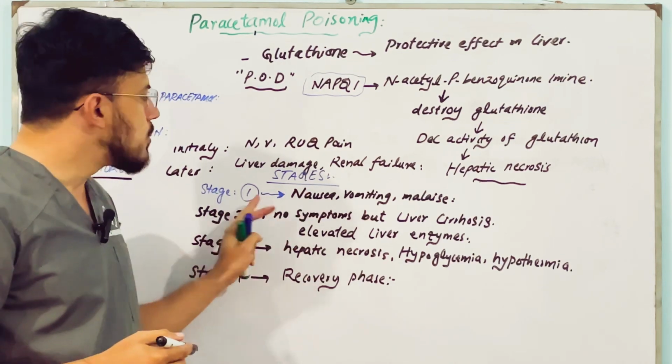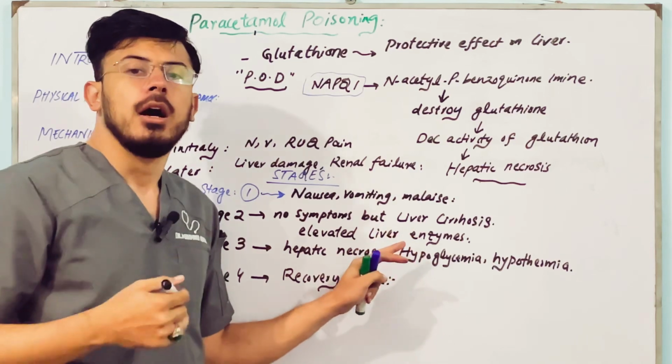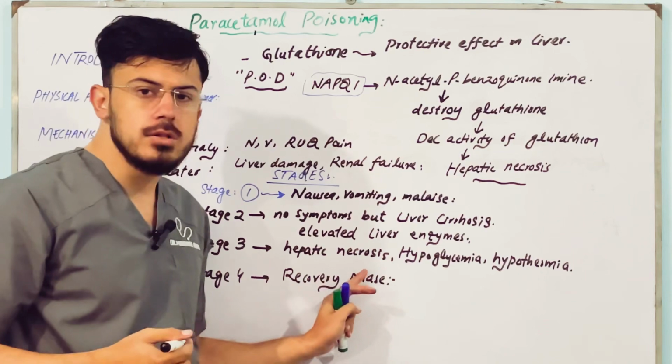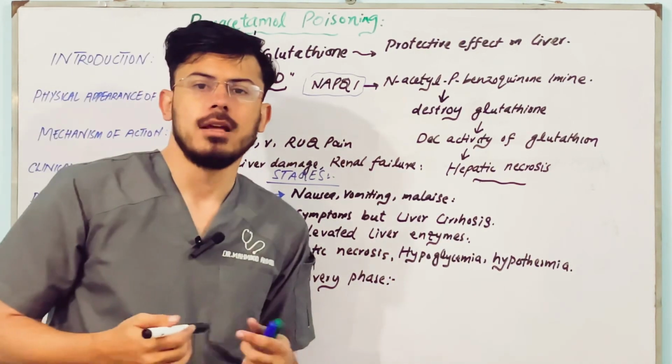In stage 1, there is nausea, vomiting, malaise. In stage 2, there are no symptoms, but there are elevated liver enzymes. In stage 3, there is hepatic necrosis, hypoglycemia, and hypothermia. In stage 4, it is the recovery phase.